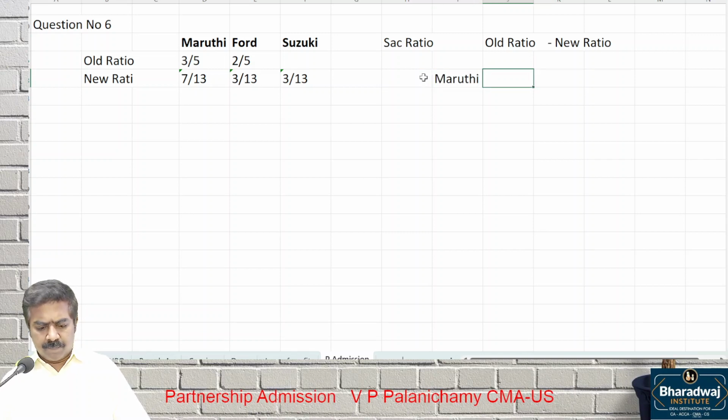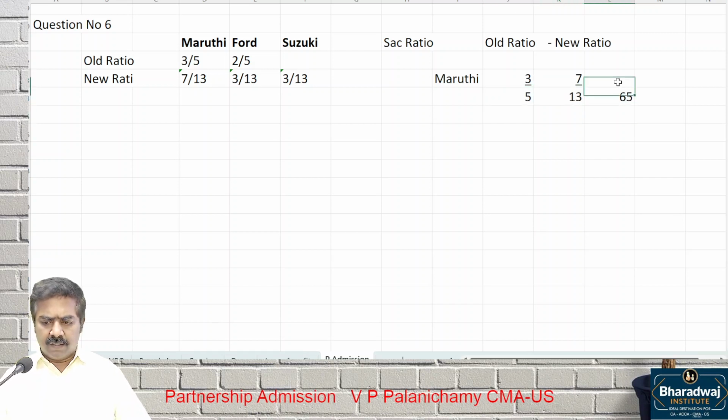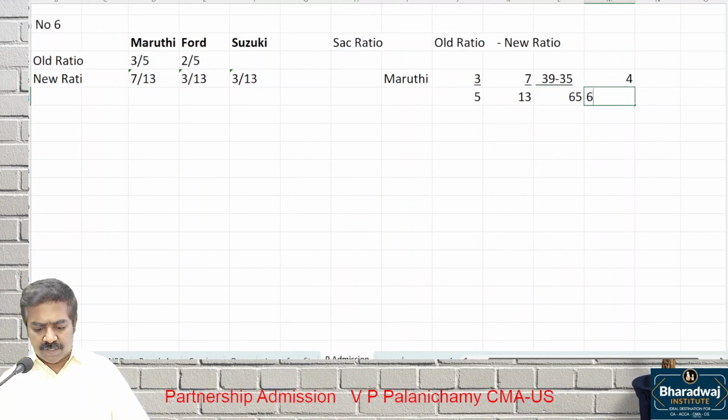Maruti had old ratio 3/5 minus new ratio 7/13. Take the LCM. 13 into 5, 65. Here it will be 5 into 7 is 35. 13 into 3, 39. 39 minus 35, how much will it be? 4 by 65. 4 by 65 is the sacrificing ratio of the first partner.